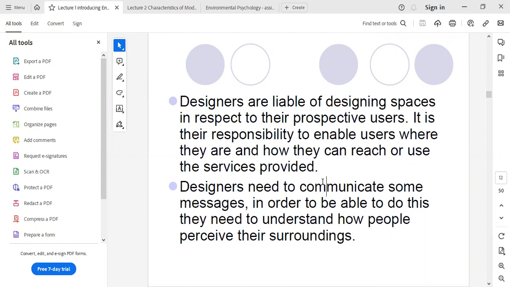You cannot go to a place where people believe in a certain religion and then build your Christian faith. Or you cannot go to another place and build your Islamic mosque. You cannot go anywhere and start to preach whatever you think is the correct way, or go to another area and start to impose your tradition. So that is the issue where designers need to communicate some of these messages.